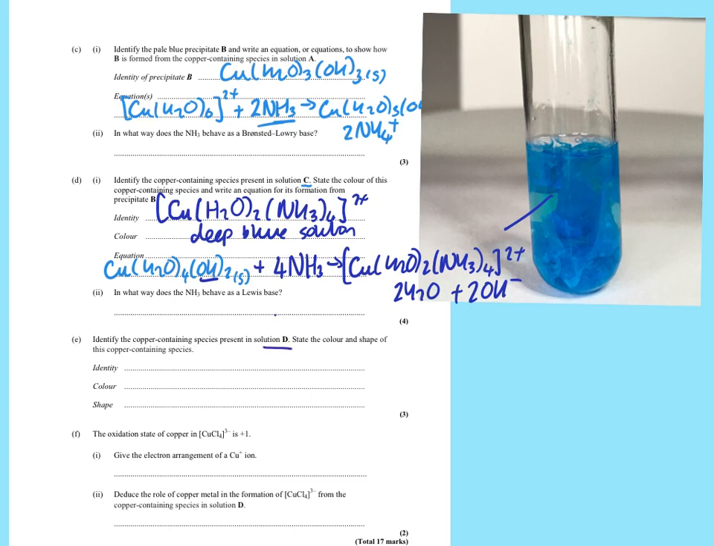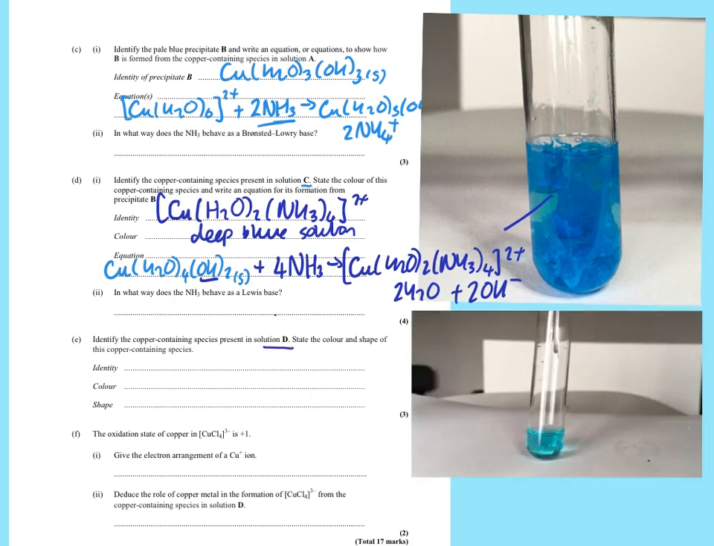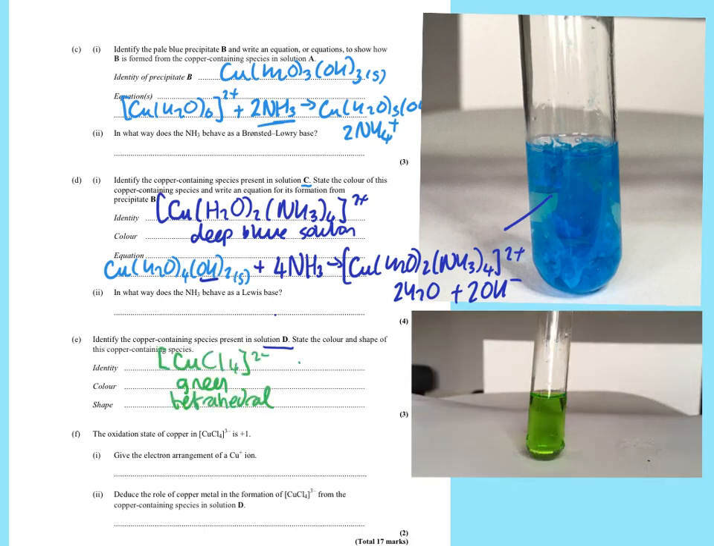Identify the copper containing species in solution D. Let's remind ourselves what happens when we add concentrated hydrochloric acid to that blue solution. It starts to go green, and there is the colour of the final complex. So it's tetrachloro, because we can only fit 4 chloride ions because of their size and repulsion. The colour is green and the shape of the complex is tetrahedral. The oxidation state in this complex is +1. Give the electron configuration of the copper ion in +1. We've done this before, it's 3d10.